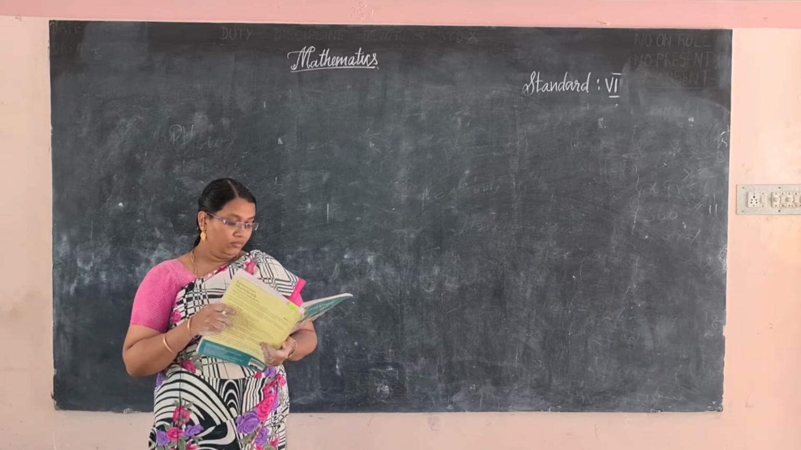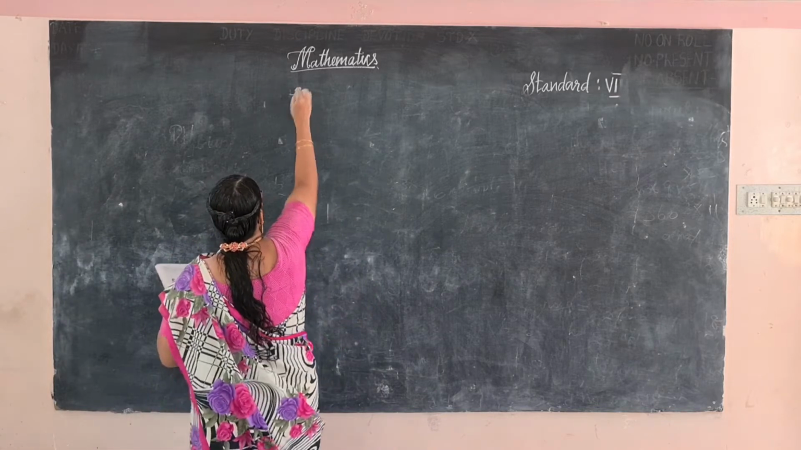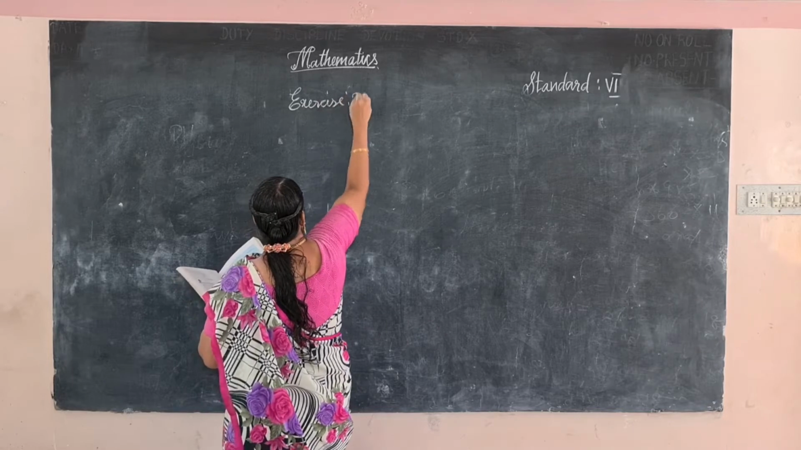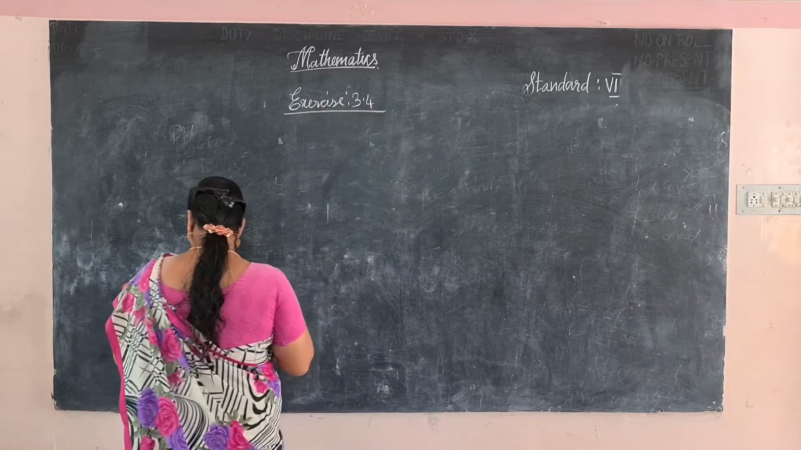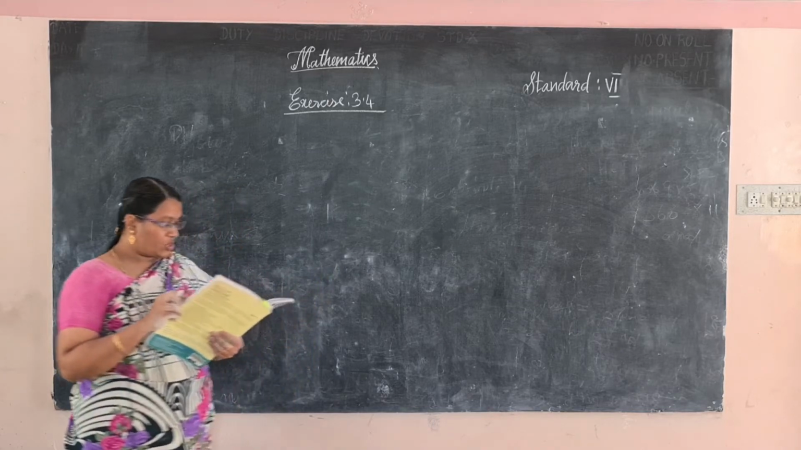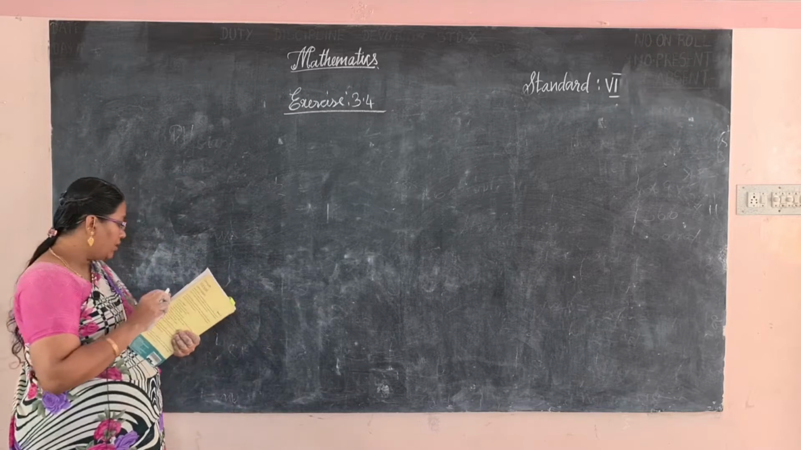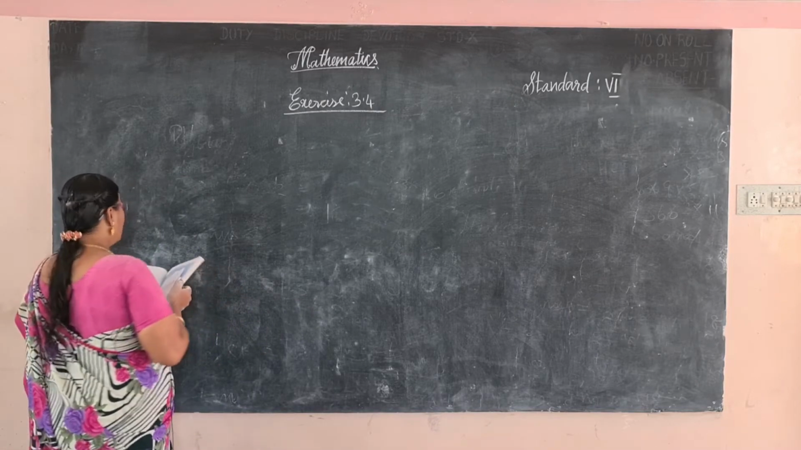Okay. So now go to Exercise 3.4. Find the LCM of the following numbers using the prime factorization method. The first three problems are homework. So I will do the D problem.